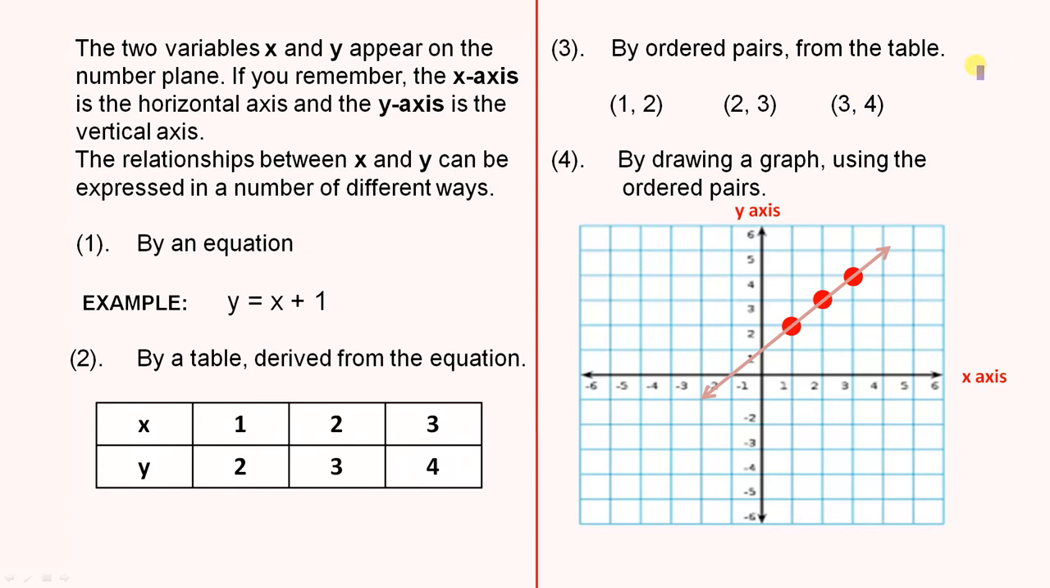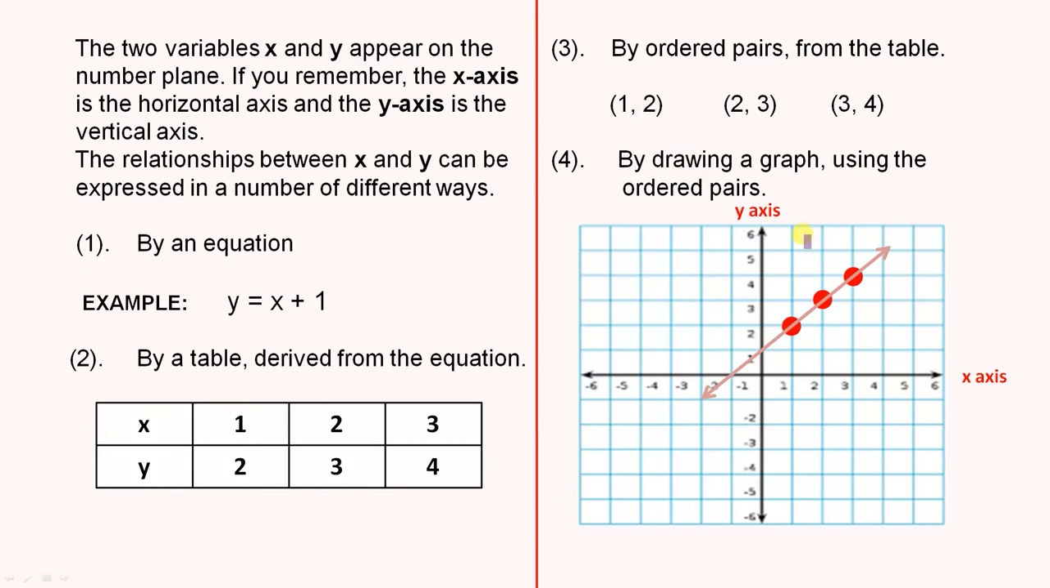The third way is by ordered pairs, and we extract the ordered pairs from the table. For example, the first ordered pair will be 1, 2. There it is there. The second one is 2, 3, and the third ordered pair is 3, 4. So if you remember, the x value always comes first, and the y value comes second.